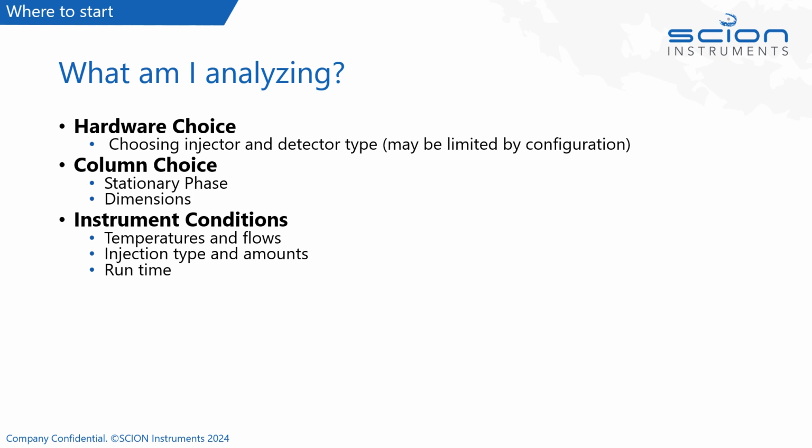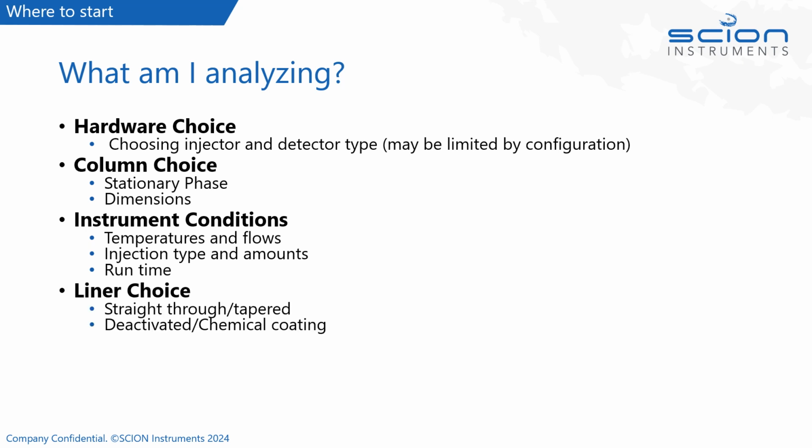We may want to consider the injection type. So are we wanting to do a split injection, splitless, maybe even pulse splitless? And how much are we going to inject? Also, the runtime is important. There's a real balancing act to be had between having a fast enough runtime to ensure your throughput, but also being able to separate all the required analytes.